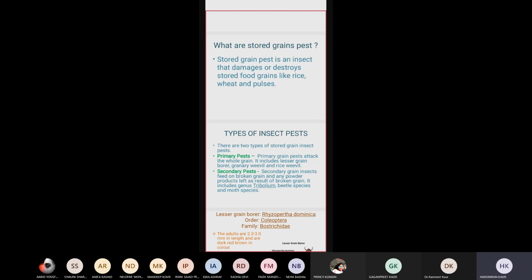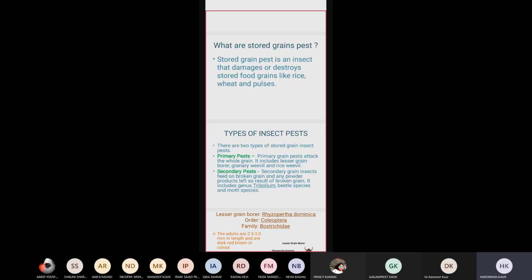Then moving further, what are the types of insect pests of stored grains? There are two types of stored grain insect pest. The first one is primary pest. Primary pests are those that attack the whole grain, meaning they attack the whole part of the grain. Such pests include lesser grain borer, granary weevil, and rice weevil.